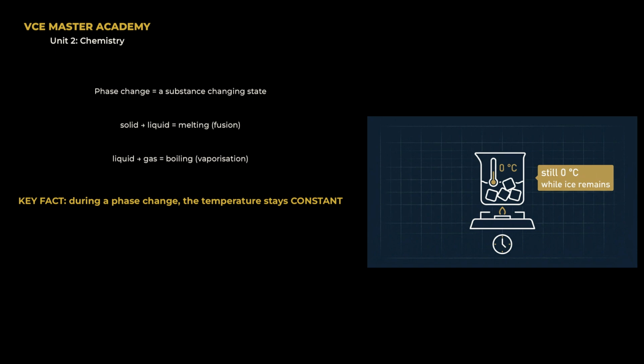Now here's the big idea of the whole lesson. During a phase change, the temperature stays constant. Constant means it does not move. Not up, not down, flat. Picture a glass of ice water. The ice melts at 0 degrees, and while there's still ice in that glass, the water sits at 0 degrees. You can heat it as hard as you like. The thermometer doesn't budge until the last bit of ice is gone. Same with boiling. Water boils at 100 degrees, and it stays at 100 until every drop has turned to steam.